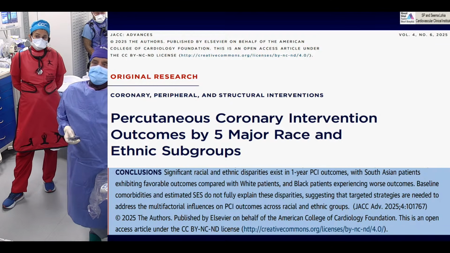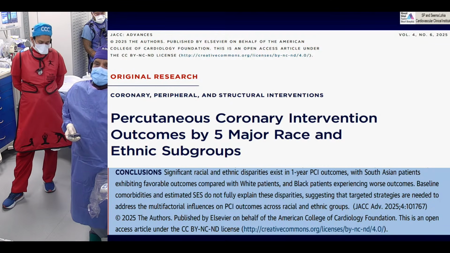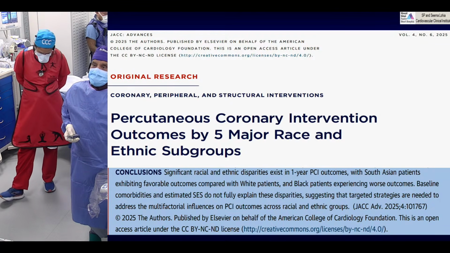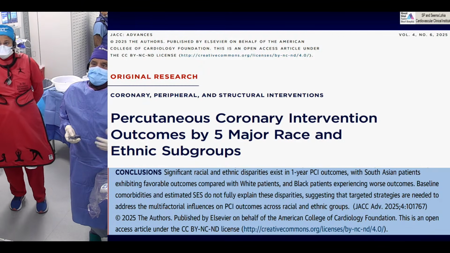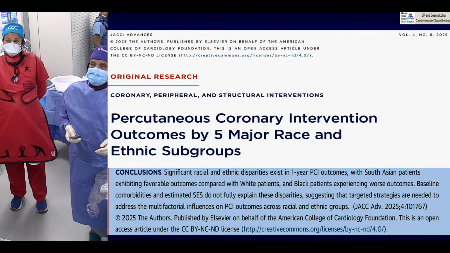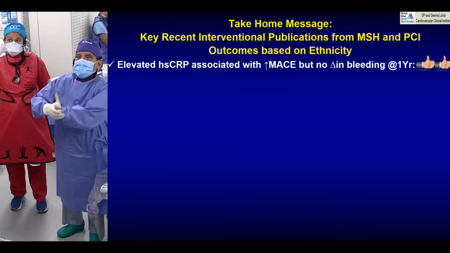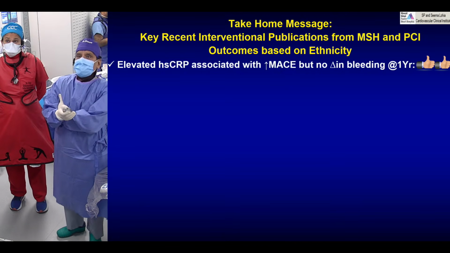Baseline comorbidities and estimated risk factors do not fully explain these disparities, suggesting that targeted strategies are needed to address the multifactorial influence on PCI outcome across racial and ethnic groups. So with that note, I'll just complete our presentation.